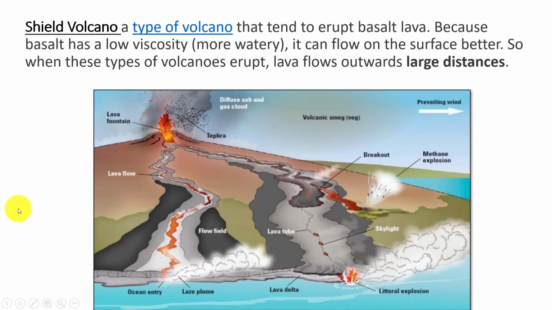Okay, let's take a look at a few more details. So a shield volcano tends to erupt basalt lava, and this basalt lava has a low viscosity, so it's more watery. Thinking back to our example, it would be more like honey than like peanut butter. It can flow on the surface better. And then when these volcanoes erupt, they tend to spread out over very large distances. Again, very indicative of the volcanic activity that you will find in the Hawaiian Islands.